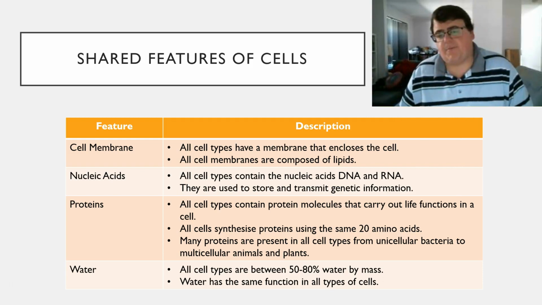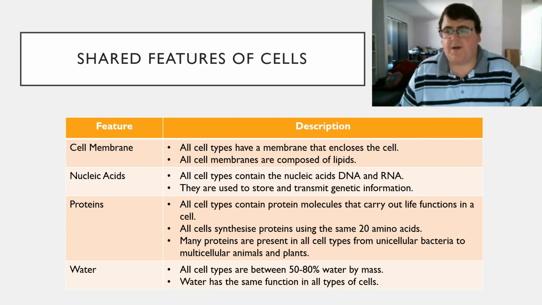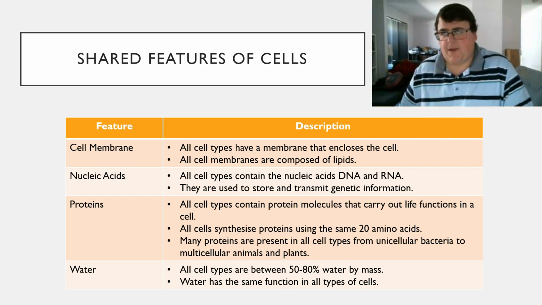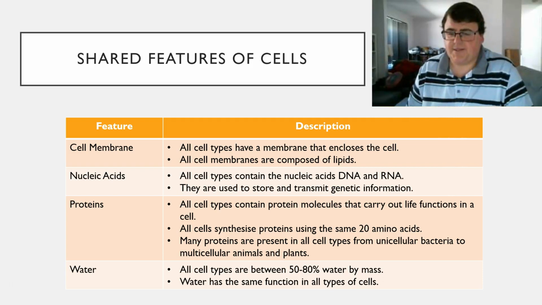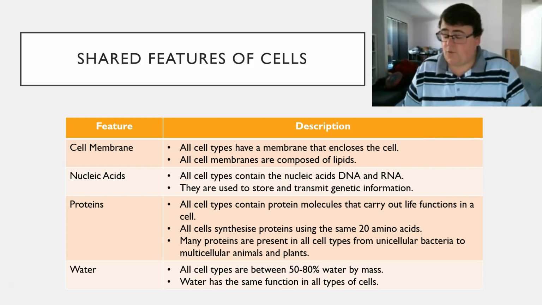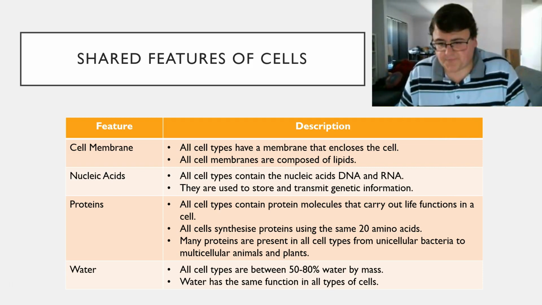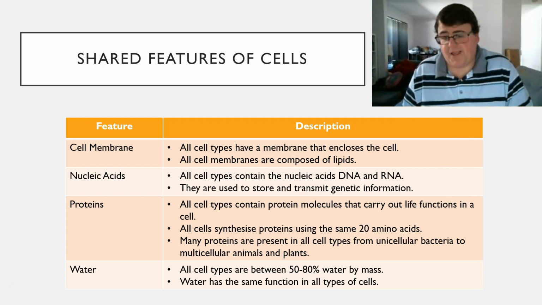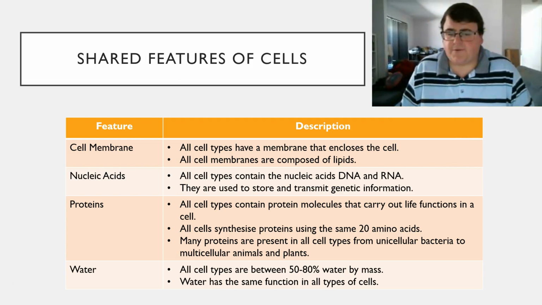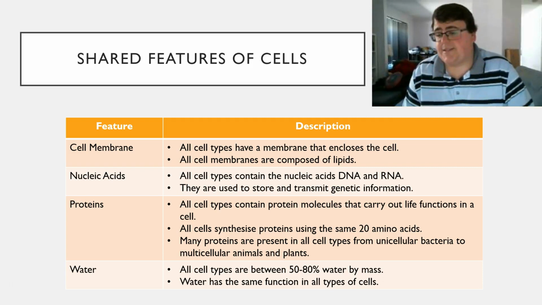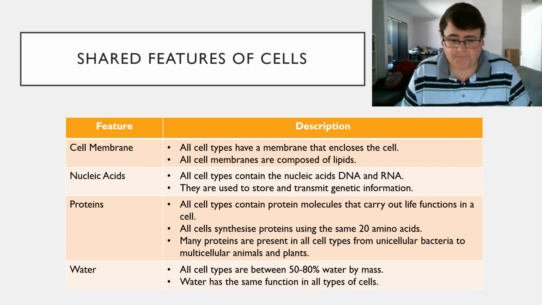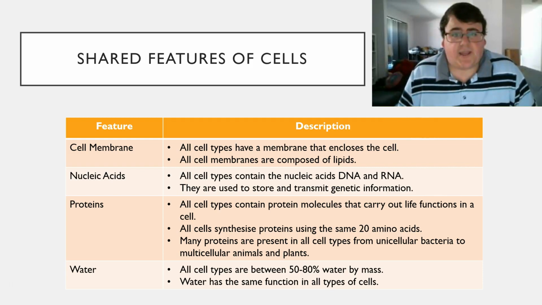So firstly, cell membrane. We know that all cell types that we've seen, bar maybe 1 or 2 exceptions, have a membrane that encloses the cell, and all of those membranes that we've found are composed of lipids. In the case of humans, a phospholipid bilayer. Now, all cell types also contain nucleic acids, DNA and RNA. In all cells, DNA and RNA are used to store and transmit genetic information.